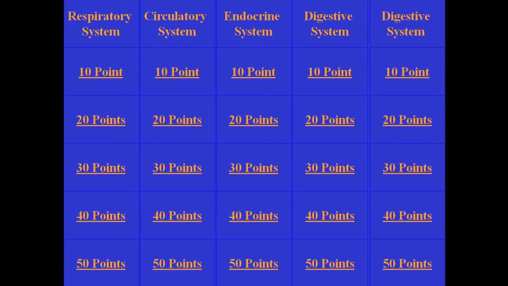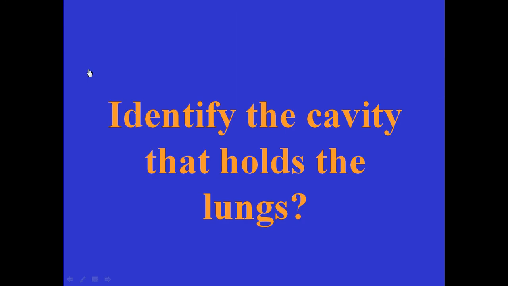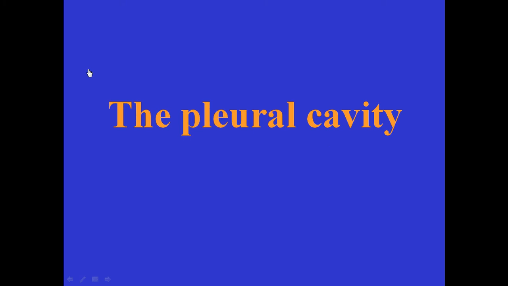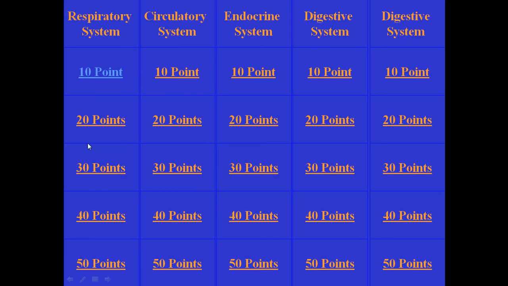Questions for lower point values usually involve simply recalling knowledge. If I were to click on a 10-point question, you will see that it has identify. Very simple recall of knowledge in the question. In this case, the answer is the pleural cavity. If we go back, you can see that when I click on the icon, the font changes, meaning that no team can now choose it again once they've chosen it once.